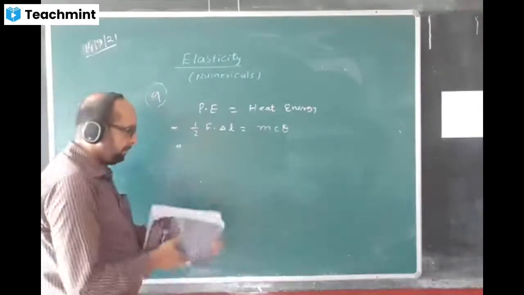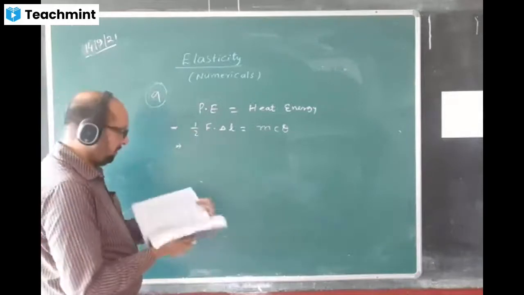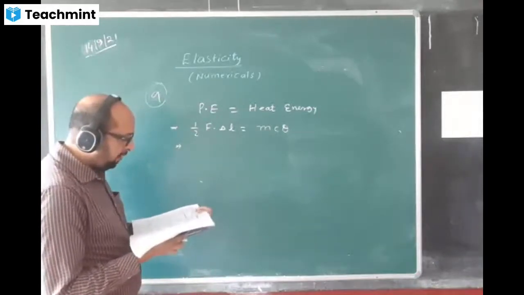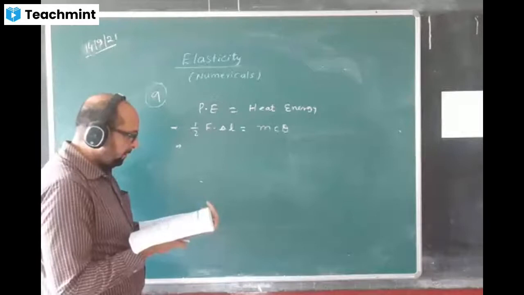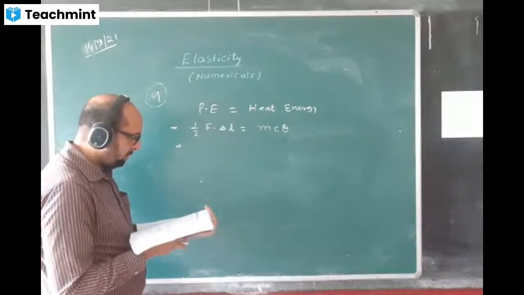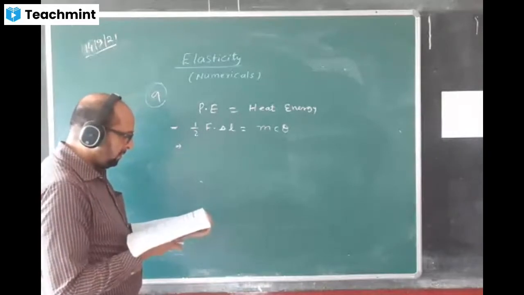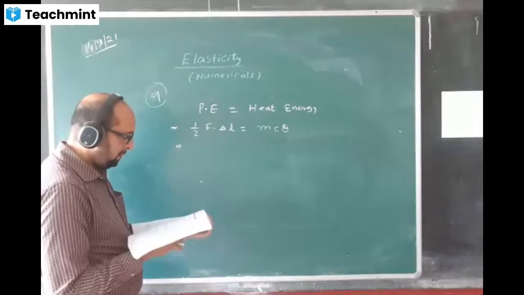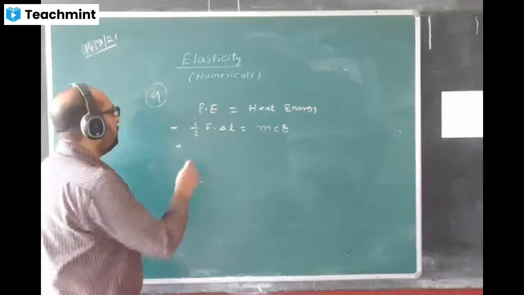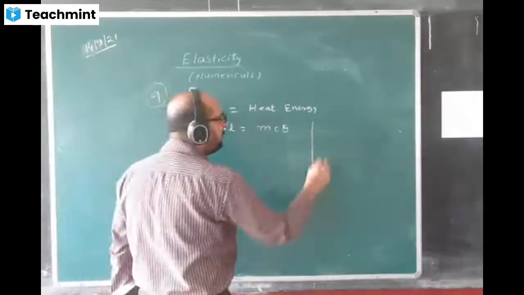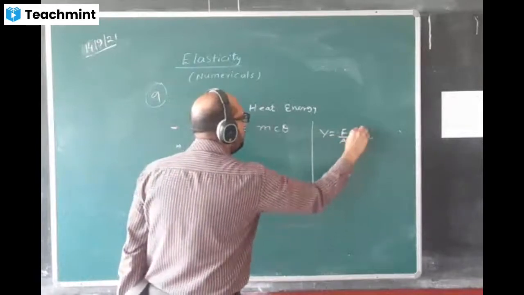Here we will see the information. They have given Y, and the elongation is given as 1 millimeter. Delta L is given, but S is not given here. What can we do now? Since S is not given, what is the formula of Y? Young's modulus is given by F L by A delta L, where L is capital L.